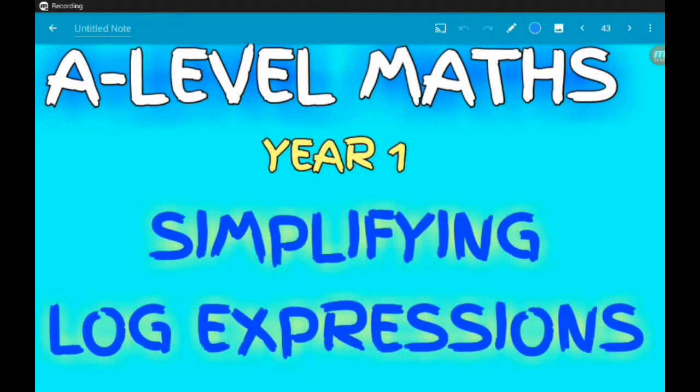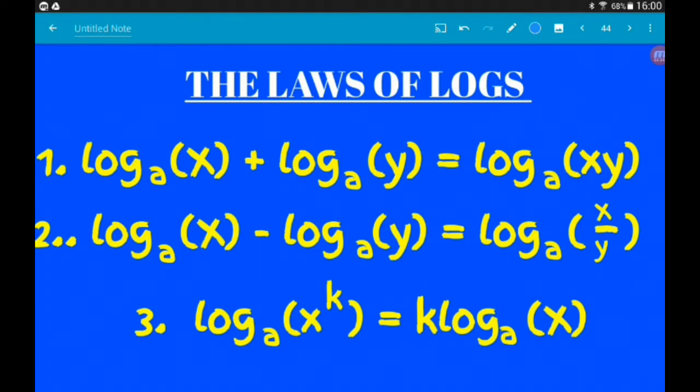Hey guys, in this one we're taking our first look at using the laws of logarithms to simplify expressions. So this is a nice little stepping stone on our path to solving equations, getting used to how logs work. Our laws, we saw in the last video hopefully, these are our laws of logs. First of all, we're going to take a look at examples where we're using the first two to simplify multi-term expressions into a single log term.